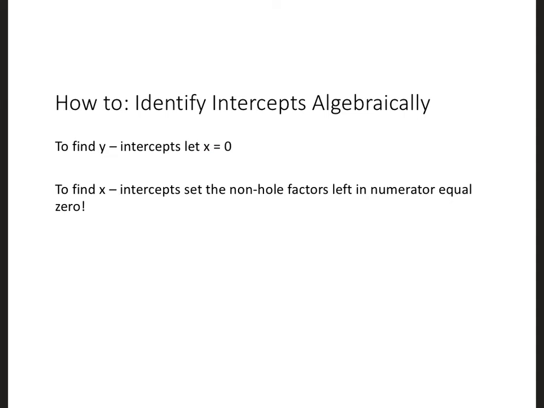To find an x-intercept, you're going to set the non-hole factors left in the numerator equal to 0. So we've been talking about factors in the top and the bottom. Those create holes. Factors just in the bottom that create zeros are vertical asymptotes. Factors just in the numerator are going to create x-intercepts.